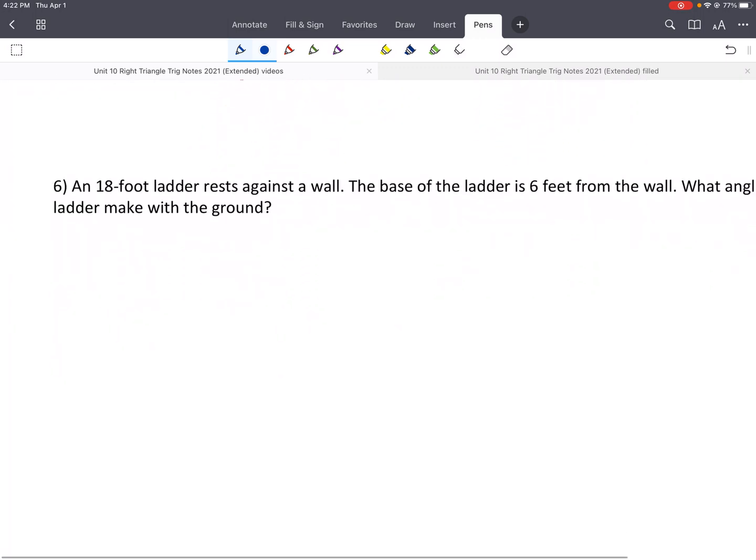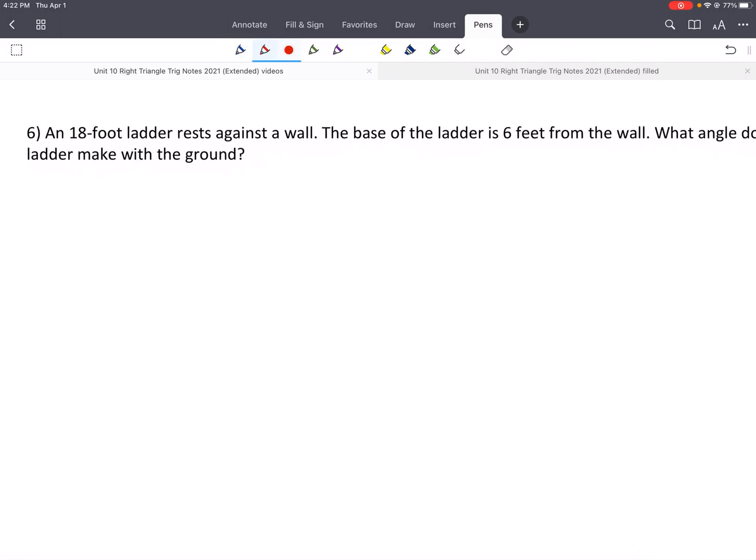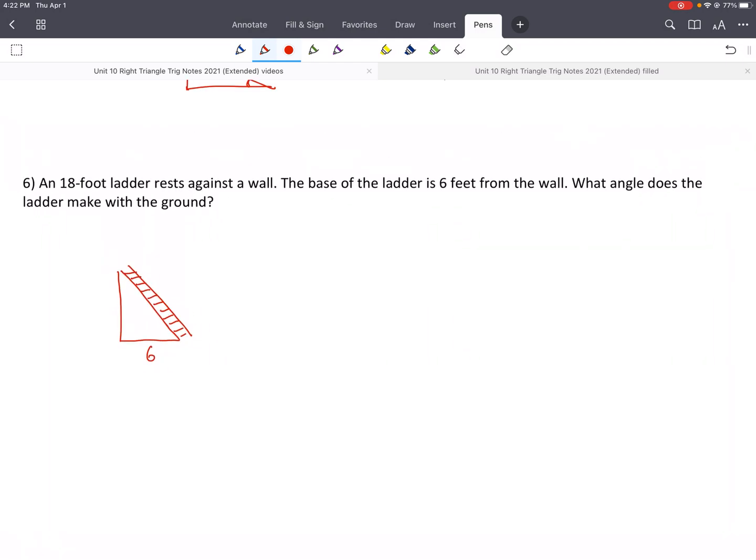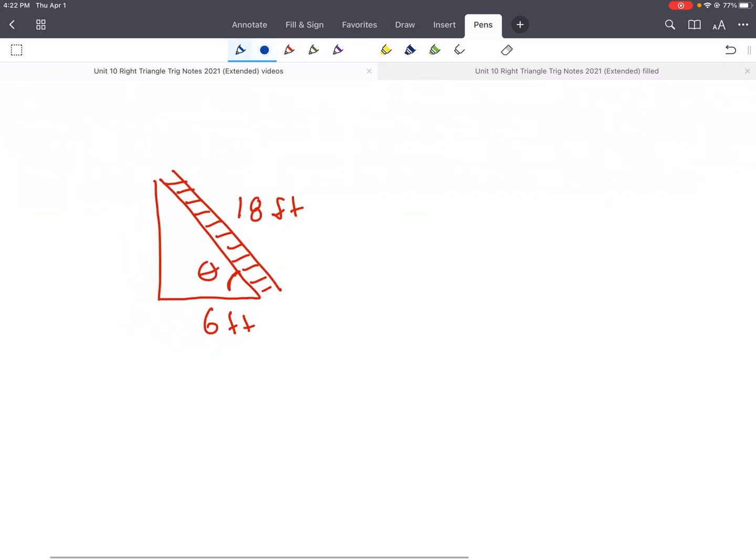All right, pause again if you haven't done this yet. Give this one a try. So we have a ladder, so most likely we're going to have a ladder something like this. This is maybe your ladder, resting against a wall. The base of the ladder is 6 feet from the wall. So this is 6. What angle does the ladder make to the ground? I didn't mark this down, that was an 18-foot ladder. And the angle it makes with the ground, so this is the theta we're looking for. This is not the theta we're looking for.